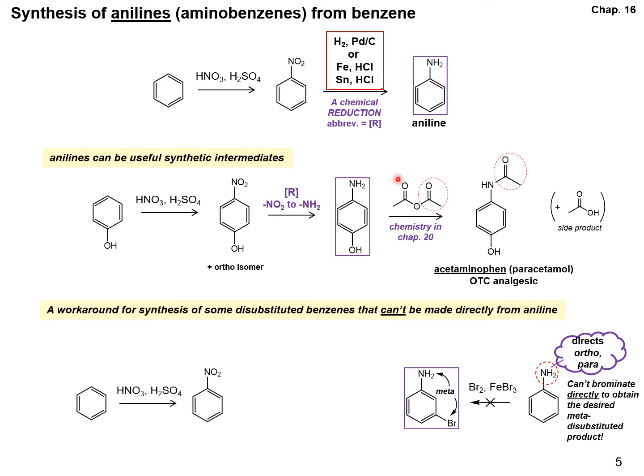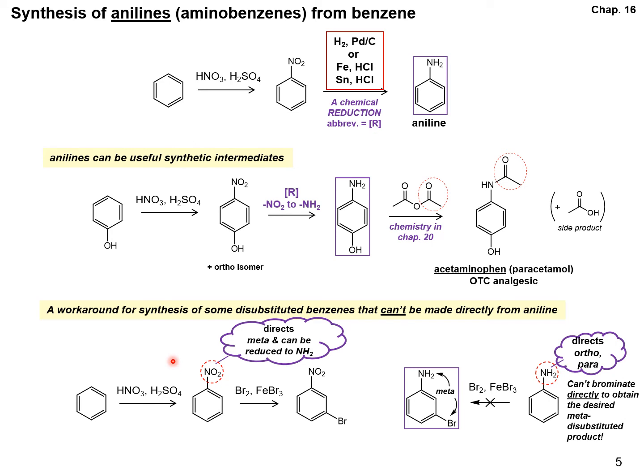But using the chemistry that's shown above, you could perform electrophilic aromatic nitration on benzene. You would end up with nitrobenzene. This not only directs meta, but it can eventually be reduced to an amino group. Therefore, you would first brominate. Since this directs meta, you would end up with the bromine in the correct position relative to the carbon bearing nitrogen. You would then reduce the NO2 group, again using reagent shown above, to the amino group, and this is how you can synthesize meta-bromoaniline from benzene in a way that you couldn't do it directly from aniline.